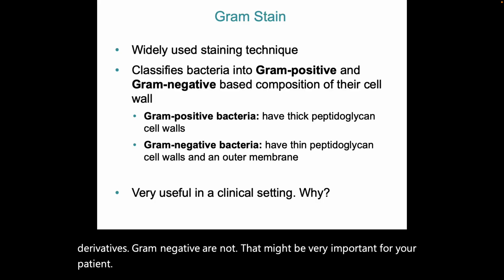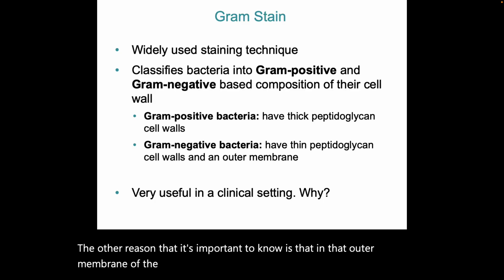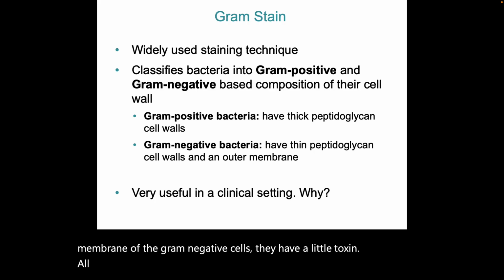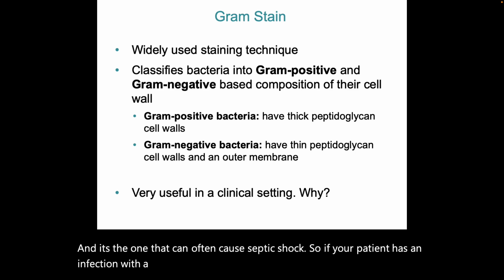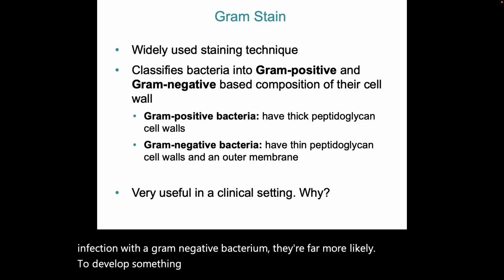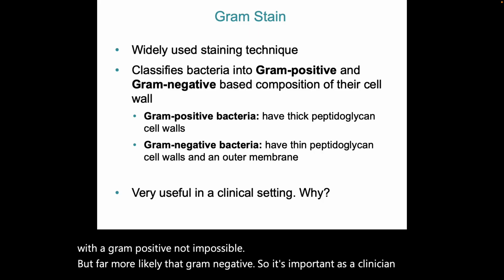The other reason that it's important to know is that in that outer membrane of the gram-negative cells, they have a little toxin. All gram-negative cells have the same toxin in their outer membrane. And it's the one that can often cause septic shock. So if your patient has an infection with a gram-negative bacterium, they're far more likely to develop something like septic shock versus a patient who has an infection with a gram-positive. Not impossible, but far more likely that gram-negative. So it's important as a clinician to understand those differences.